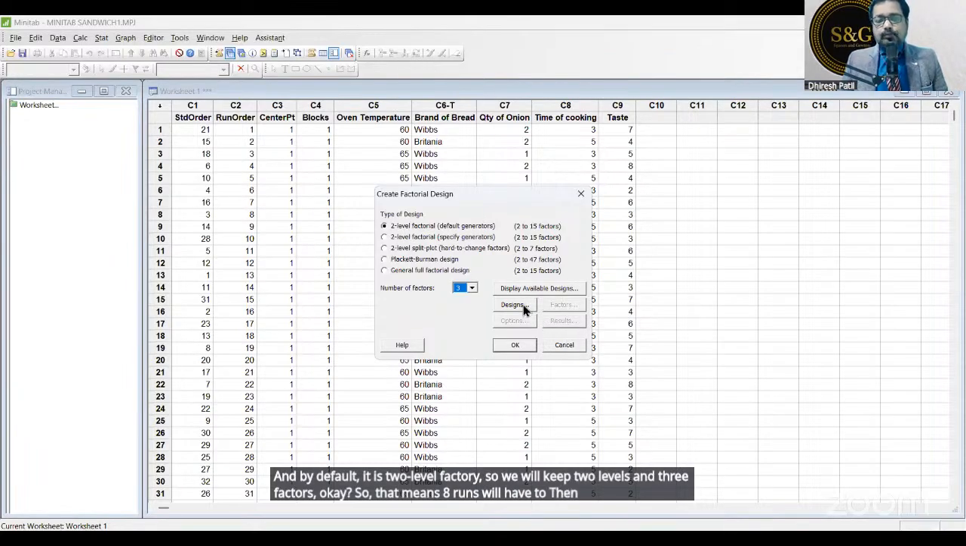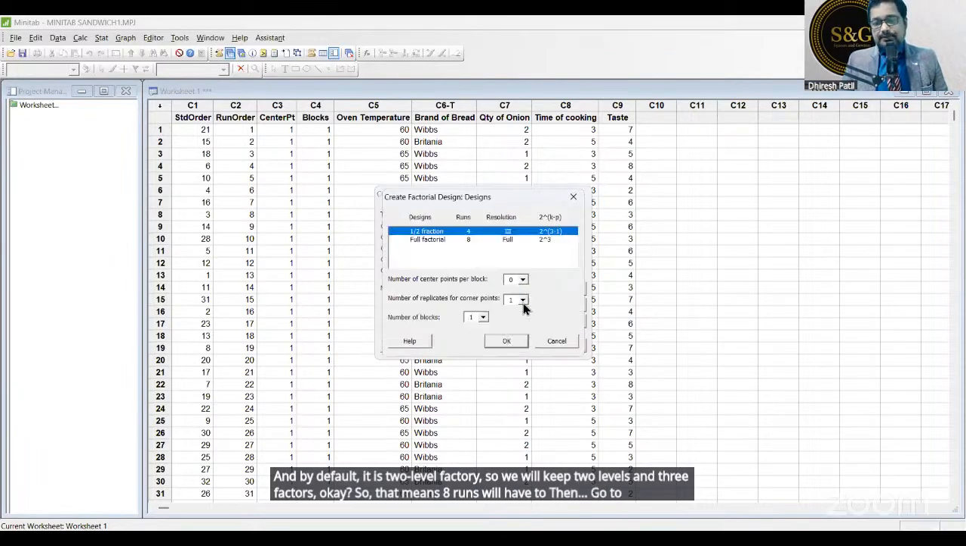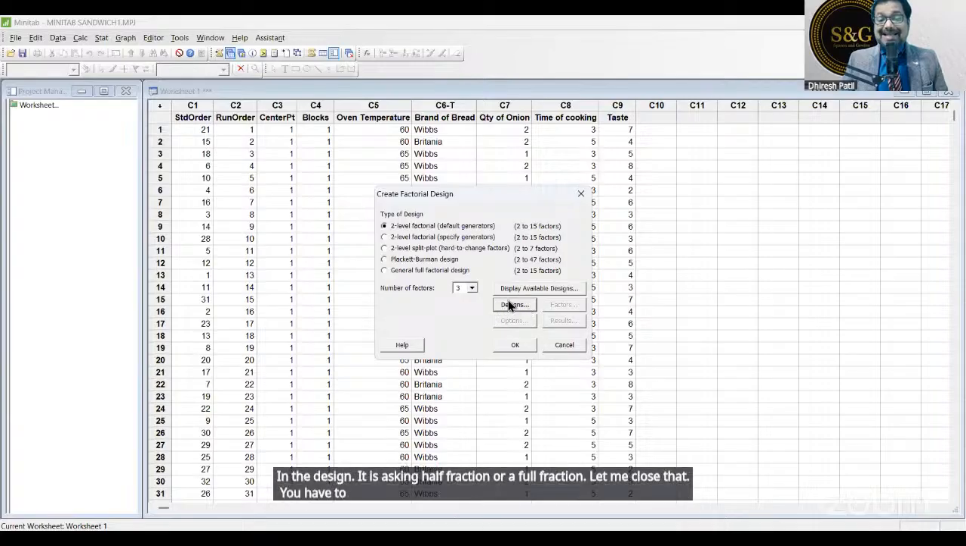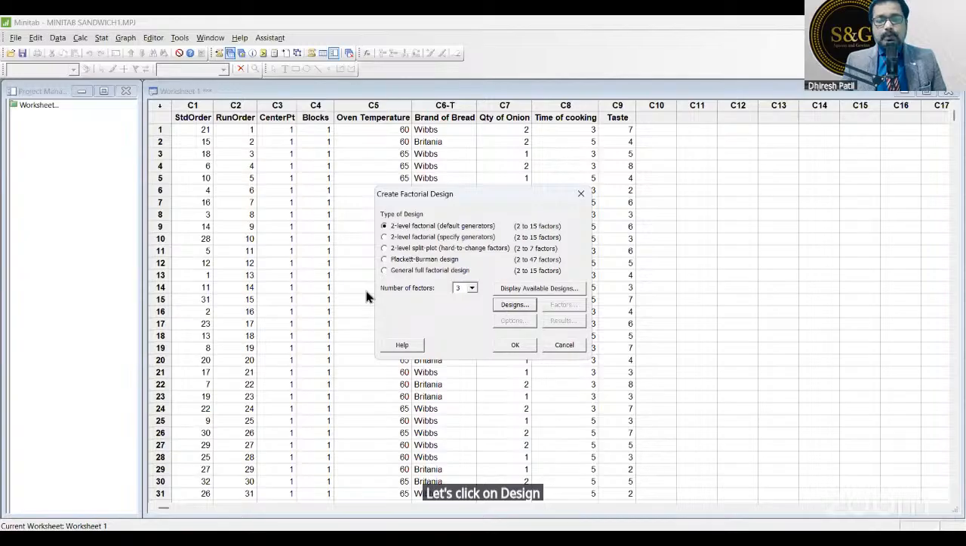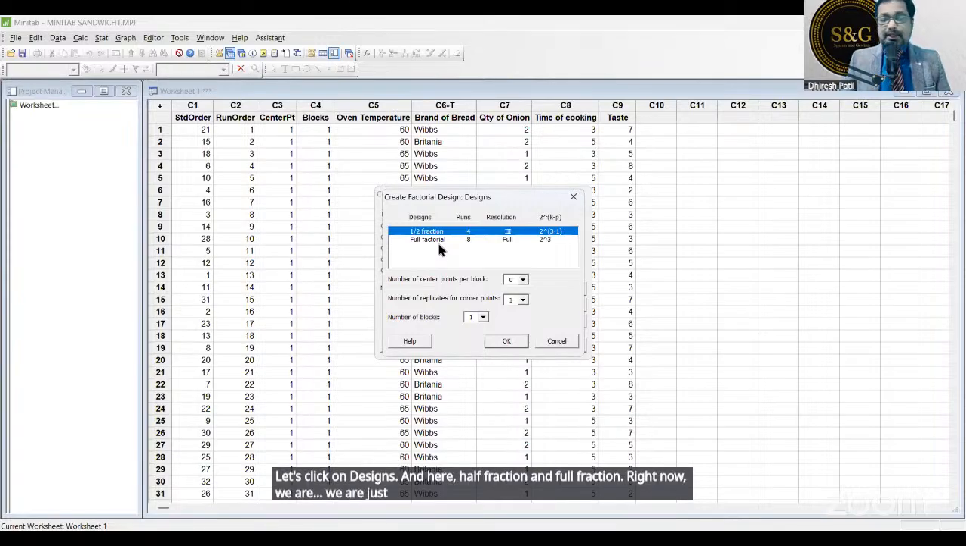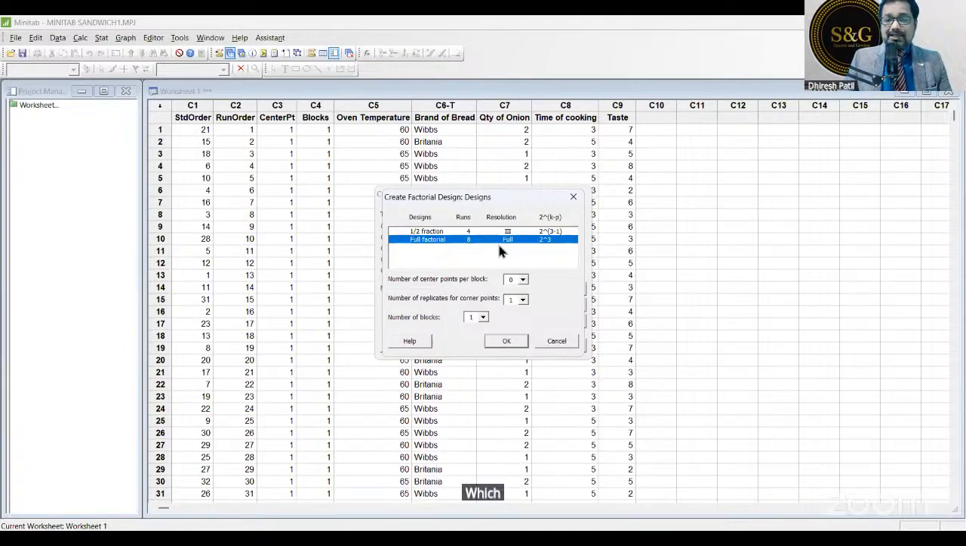Then go to designs. In the design, it is asking half fraction or a full fraction. Let me close that. You have to go to design here. You can see designs. Just click on designs. And here half fraction and full fraction. Right now we are just learning the full factorial. So just click on full factorial, which means 8 runs, 2 raised to 3.